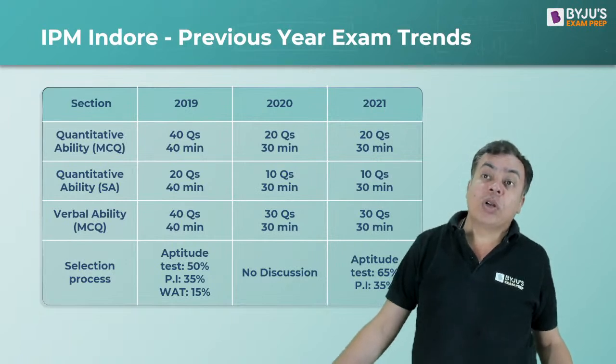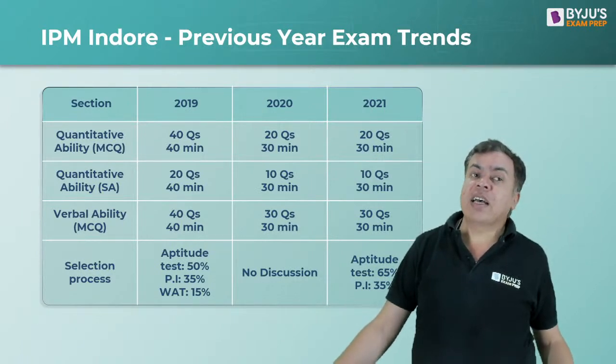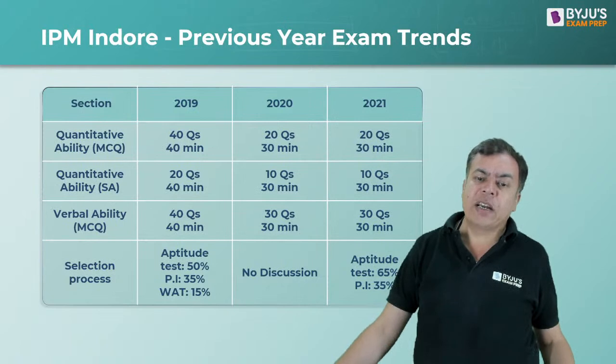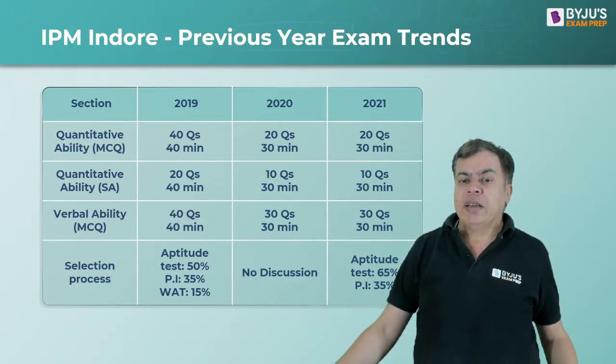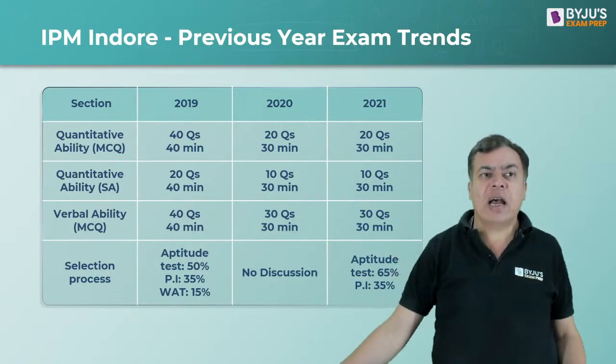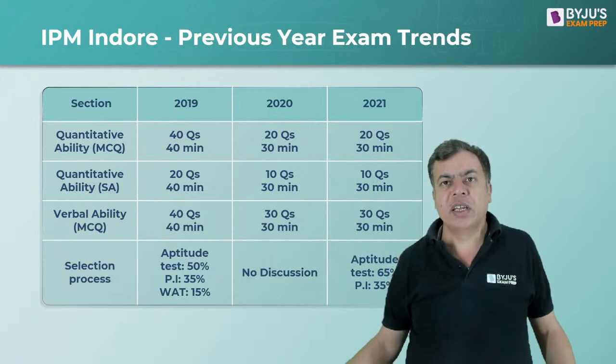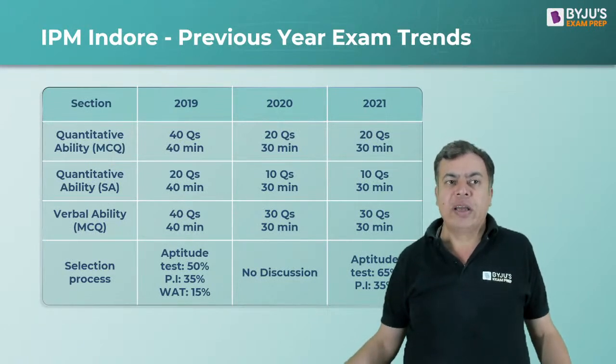Aptitude test in 2019, right? As I told you, earlier it was VAT and PI. Now this year it will be only PI, that is aptitude test plus PI. There is no VAT, no written ability test.